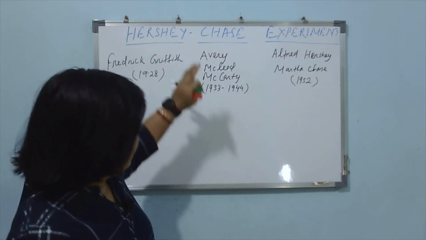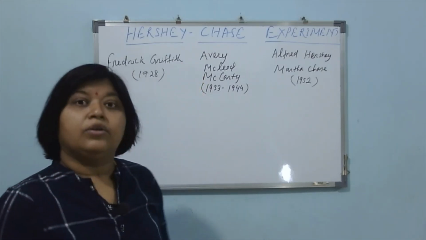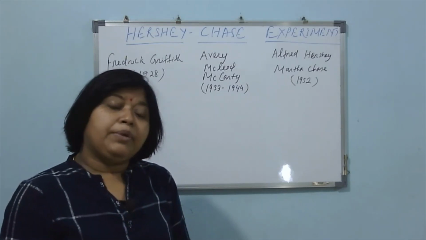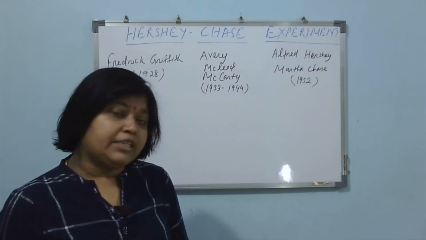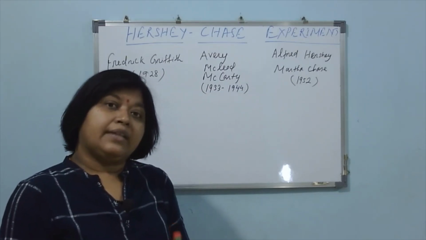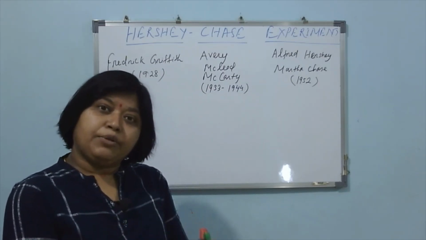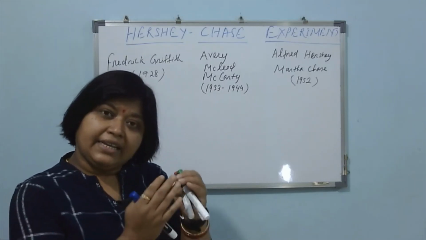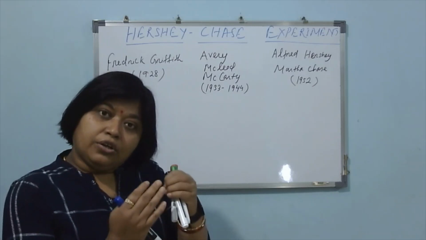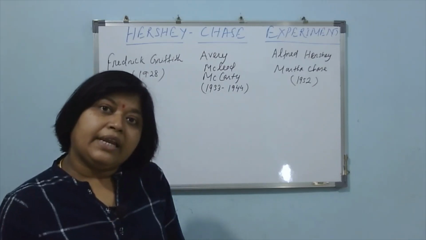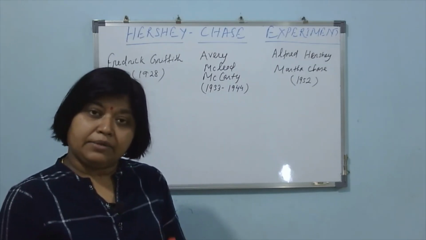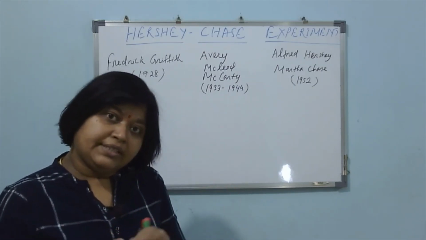After him, Avery, MacLeod and McCarty were together working on this transforming factor of the Griffith experiment, and they concluded in their experiment that DNA is the transforming factor present in that heat-killed strain of bacteria, converting the non-virulent strain into a virulent form, and it is the genetic material which is passing from one generation to the next generation.